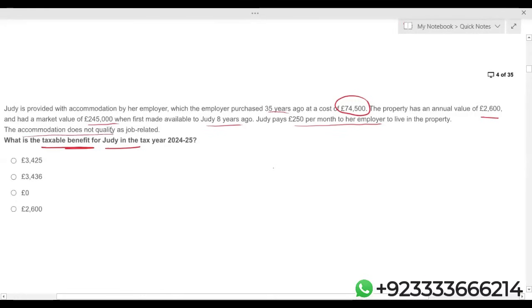Number one, it is not treated as an expensive accommodation. Why is it not treated as an expensive accommodation? Because the cost of the property is not exceeding 75,000 pounds. So cost is not exceeding 75,000 pounds. That is why there will be no additional benefit. So we only take the annual value, which is 2,600. But the story does not end here.